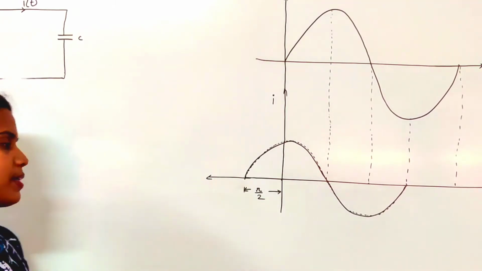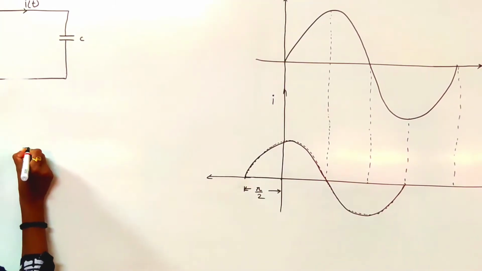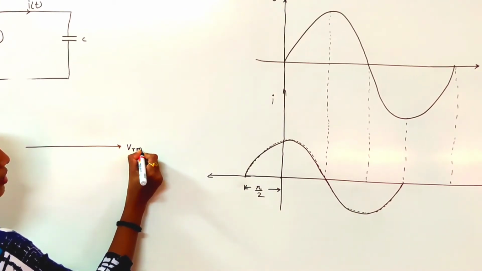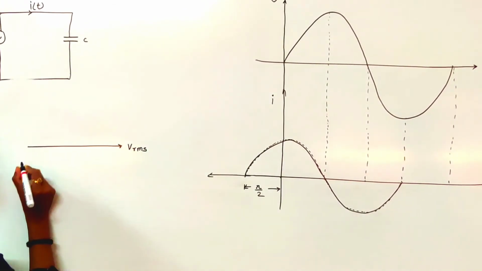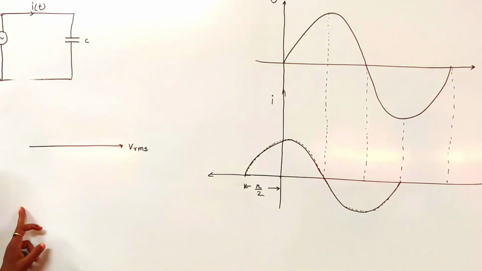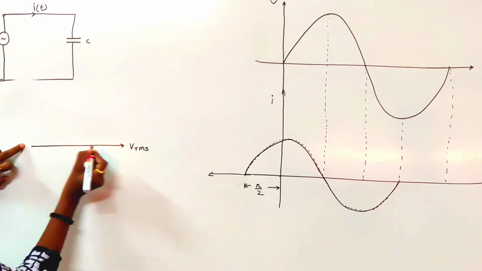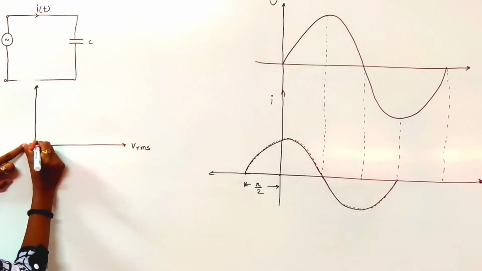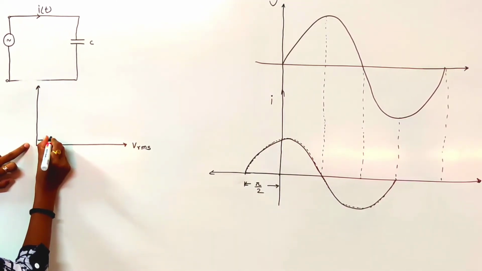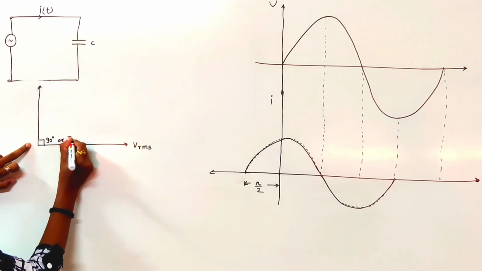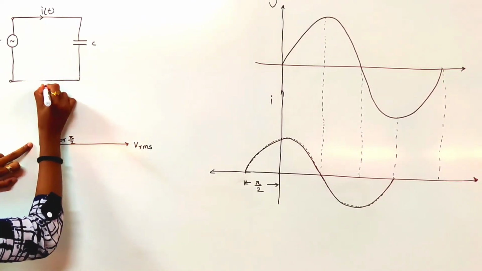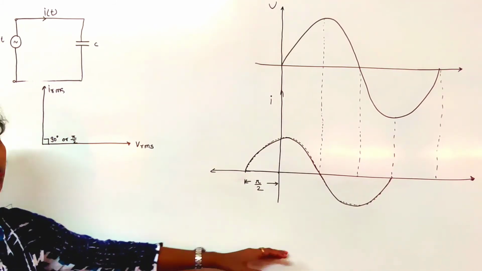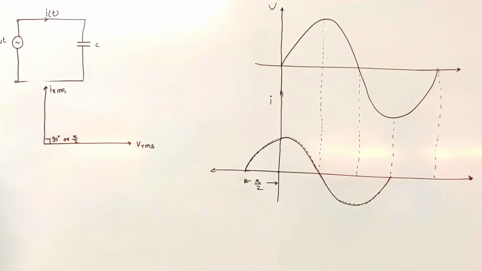Now its phasor representation. If this is the phasor for voltage V and its length represents the RMS value, that is Vrms, then the current leads voltage by an angle of pi by 2, which is exactly 90 degrees, or pi by 2 in radians. This is Irms. This is the vector representation, and those are the waveforms for current and voltage.